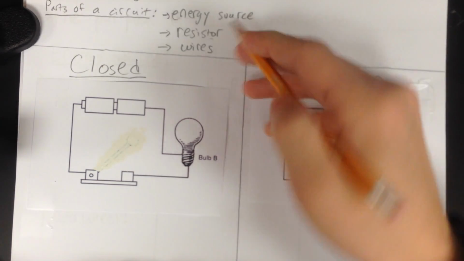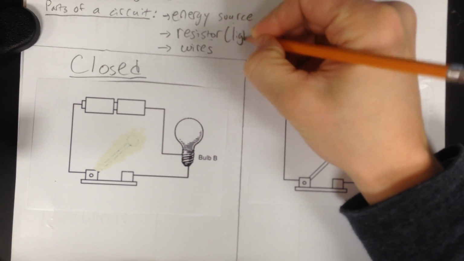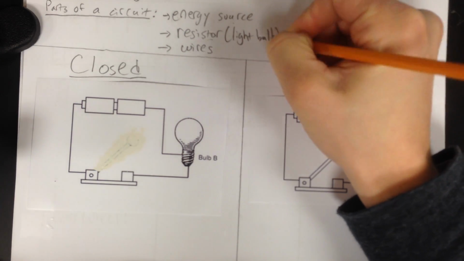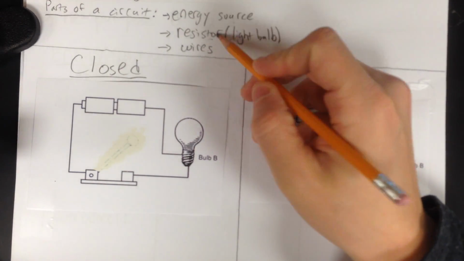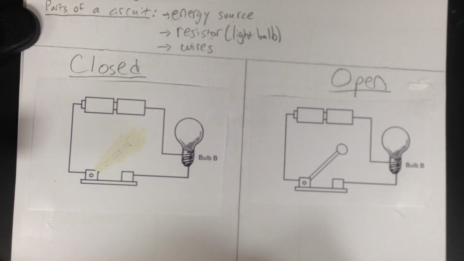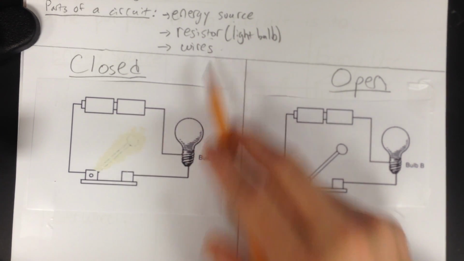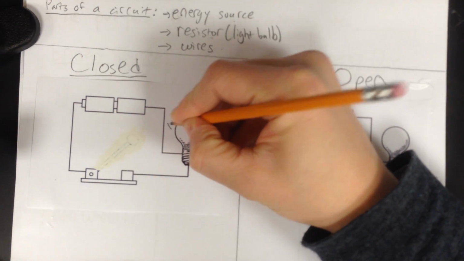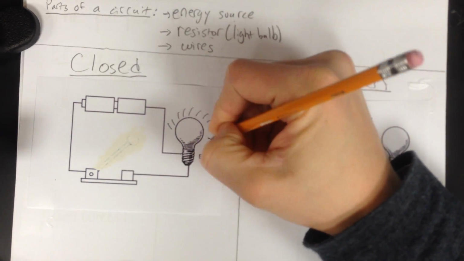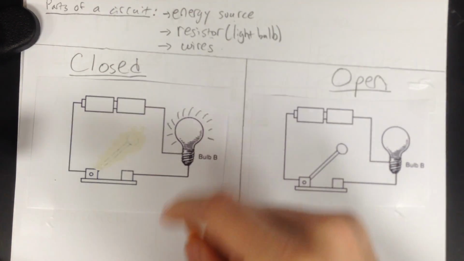A resistor. An example of a resistor is a light bulb. Another example is a TV or a toaster or a fan, something that is being powered by the energy source. And then wires to connect the energy source to the resistor. Alright. The wires need to be connected so that you have a closed circuit in order to light the light bulb. Here, a closed circuit, you could draw it like this. The light bulb is lit now.